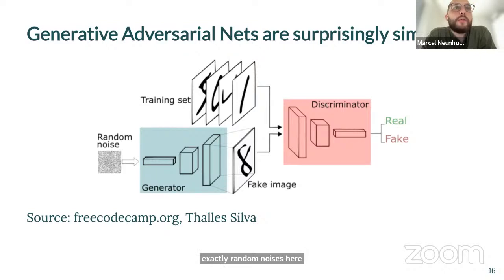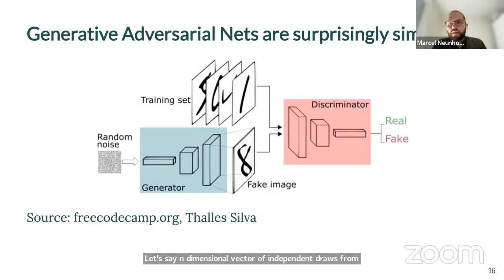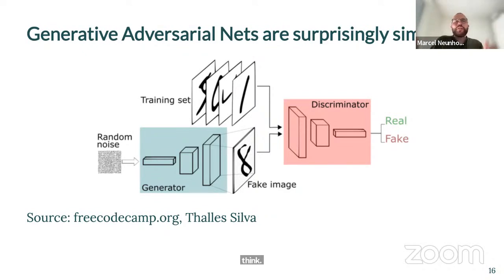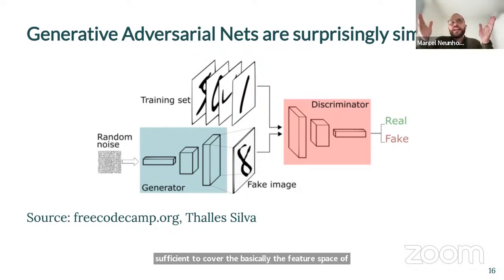Yeah, that's a great question, and we will also talk about it in depth in the second section, because it depends on the application. But typically it will be, let's say, an n-dimensional vector of independent draws from a standard normal distribution. That's what we will use in the first example as well. So we will have a vector of the dimension that we think, and this will also be a design choice, is sufficient to cover basically the feature space of the fake data that we want to generate. And each entry is just independently drawn from a standard normal.